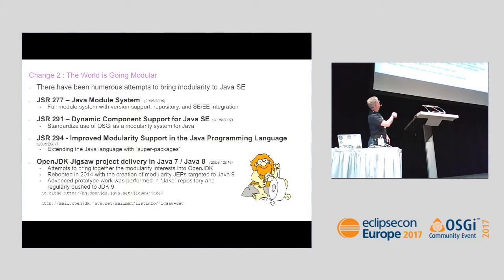Tried again here with JSR 294. Well, actually this one, 291 with the OSGi, and then 294. Finally, Jigsaw kind of took hold, but it took several releases before it finally came out. The first iteration of Jigsaw was targeted for Java 7, and then missed it. Then moved to Java 8, missed that. Finally, in Java 9, it came out. So just for your awareness, this has been going on for quite a while.